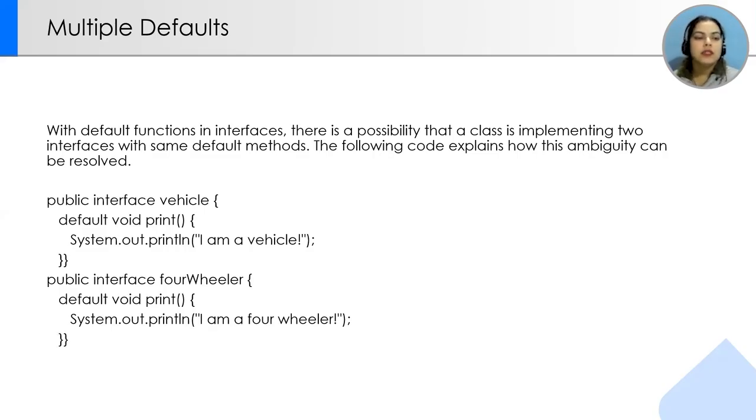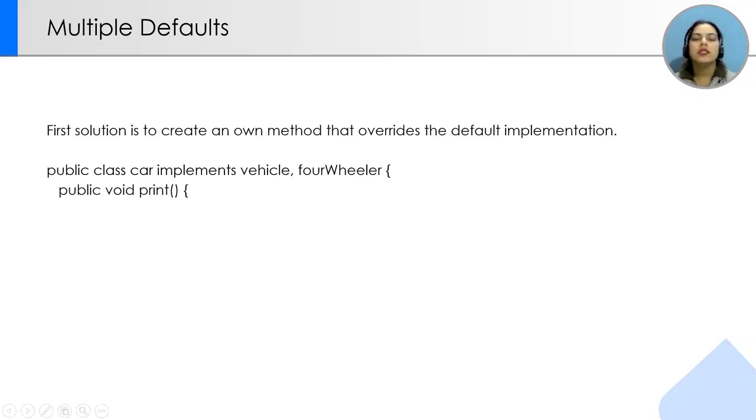Now there is a class, and the name of the class is class car. Now when this particular class will implement vehicle and four-wheeler. Okay. So the problem is that ambiguity can occur. Why can ambiguity occur? Ambiguity can occur because the vehicle interface is having the definition of its own method and the four-wheeler interface is having the definition of its own method. Now, what definition will be considered? Okay, this is the problem.